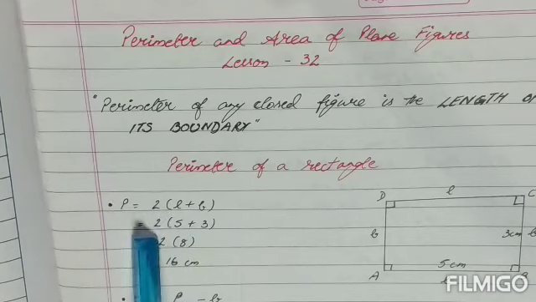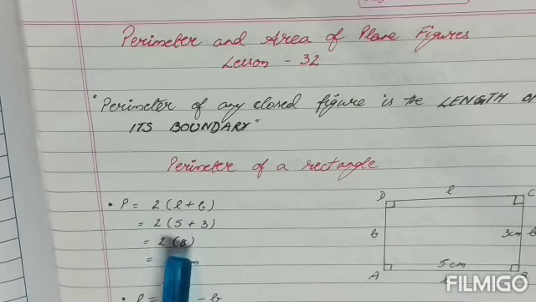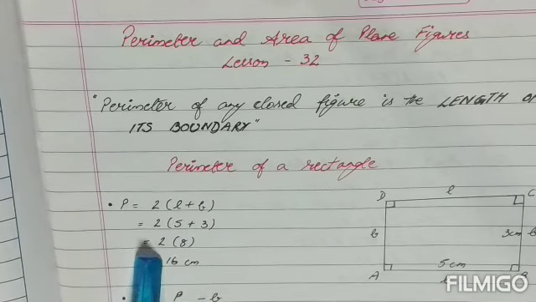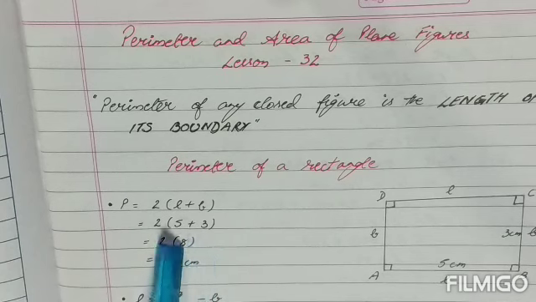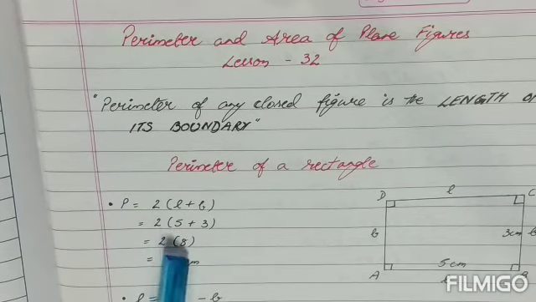Now after putting the values according to this rectangle, children, I will first solve the bracket. So 5 plus 3 will give me 8. Now there is no sign between 2 and the bracket, so that is understood. It's a multiplication, so 2 eights are 16. So this is how we calculate the perimeter. This formula has to be used.